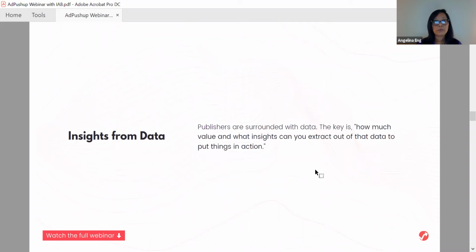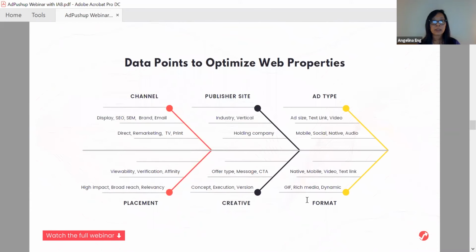In terms of insights, again, publishers have a lot of information. There are a lot of different platforms. The key is how much value and insight you can extract from that data to put things into action. So when you're looking at some of these data points, I love to not only look at them individually, as from the previous slide, but I like to cross pivot, if you will, or cross tabulate a lot of the different information across these different data points.